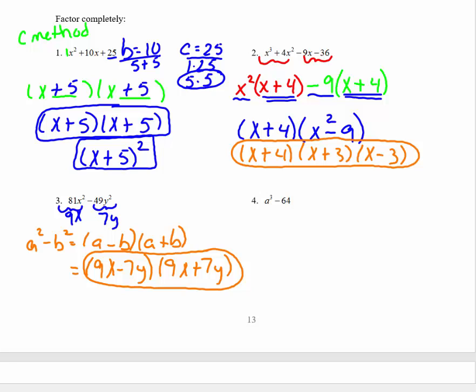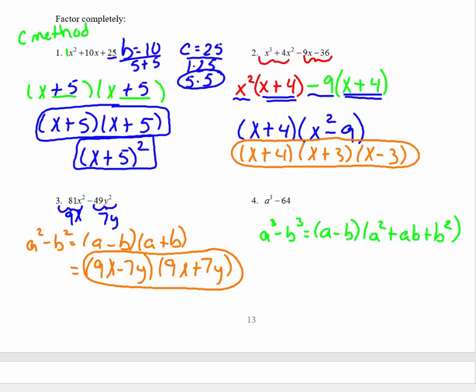So number 4 is a cubed minus 64. We have two terms, there is no GCF, and we see we have a cube. So that would lead us to a difference of cubes. Difference because we have subtraction. So let's write the formula. For an a cubed minus b cubed, we have to start off with a minus b, then we take a and square it, we add a times b, and then we take b and square it.